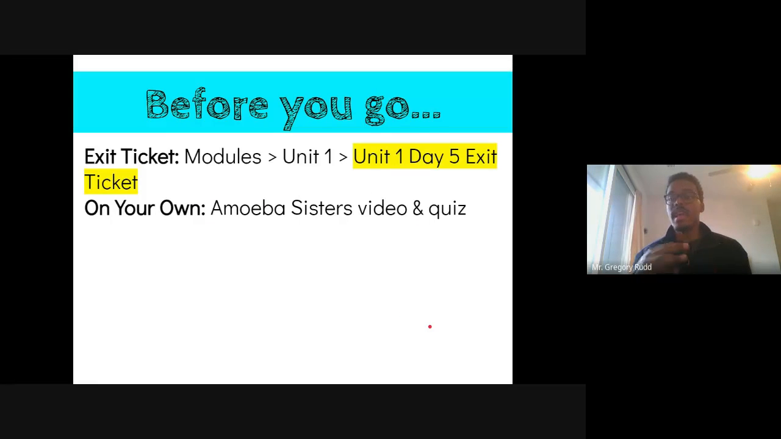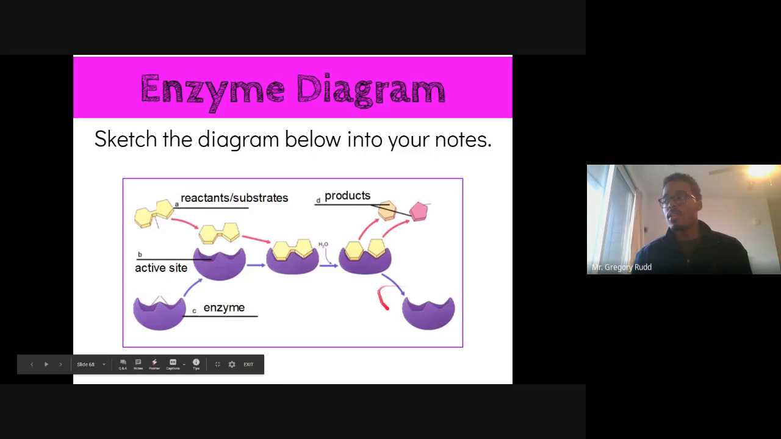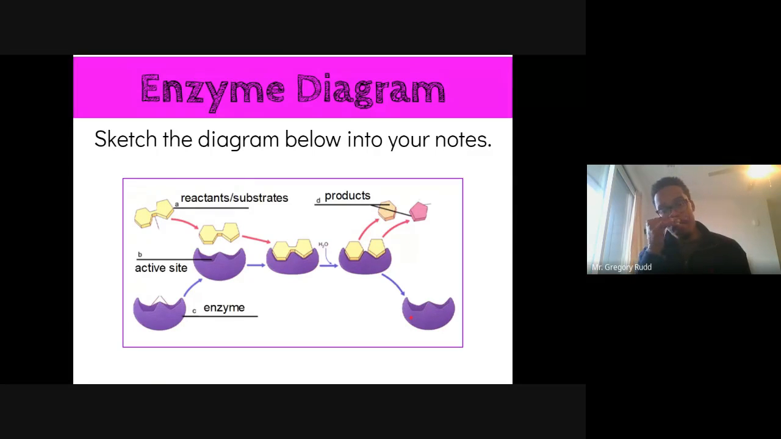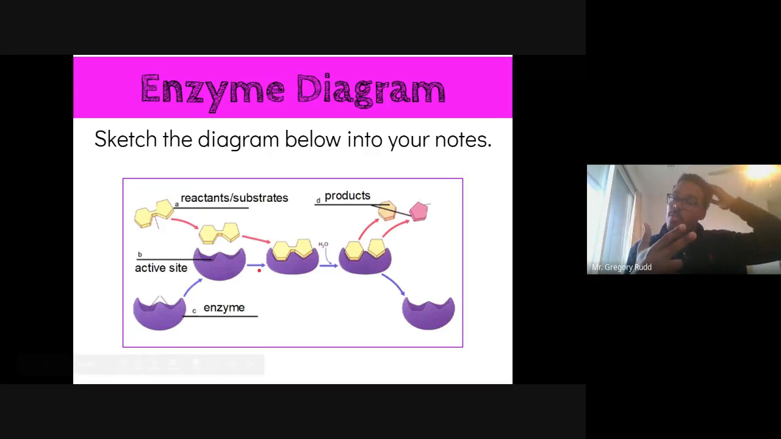Because what this means is that enzymes are reusable. We can use an enzyme and it's still going to be usable at the end of the reaction. I can do the exact same reaction with different substrates because it has not changed shapes. So enzymes are specific, and enzymes are catalysts, and enzymes are reusable.